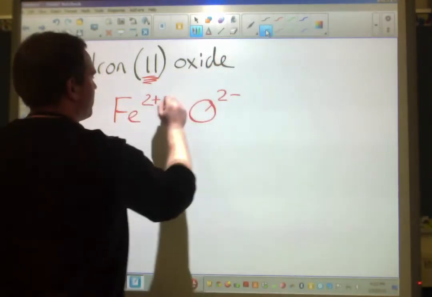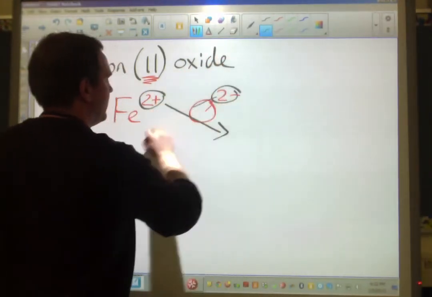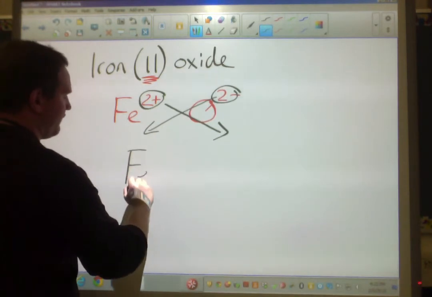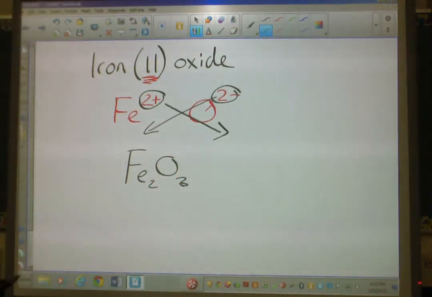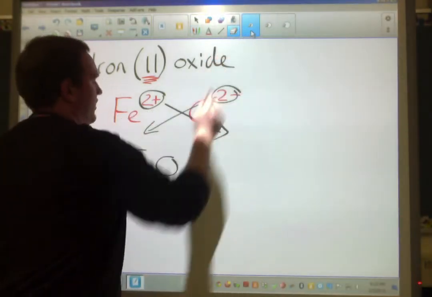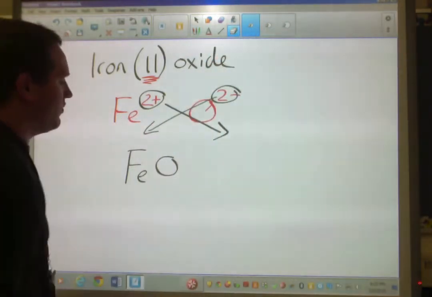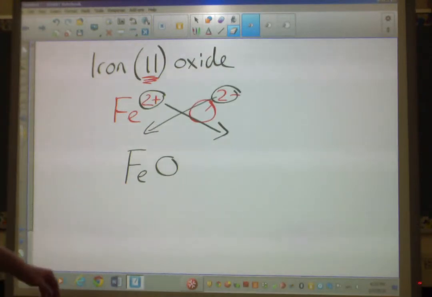So by the crisscross rule, 2 goes down here, 2 goes down here, Fe2O2. But this is incorrect for an ionic compound because we're always looking for the simplest ratio of elements. So not Fe2O2, we're going to simplify that down and just write FeO. So this is going to be iron 2 oxide.